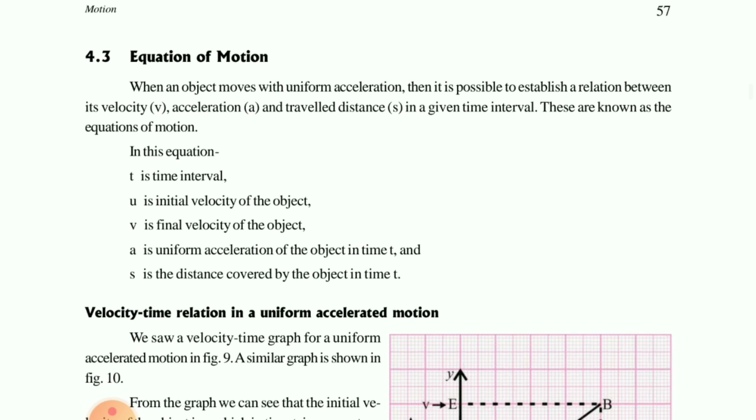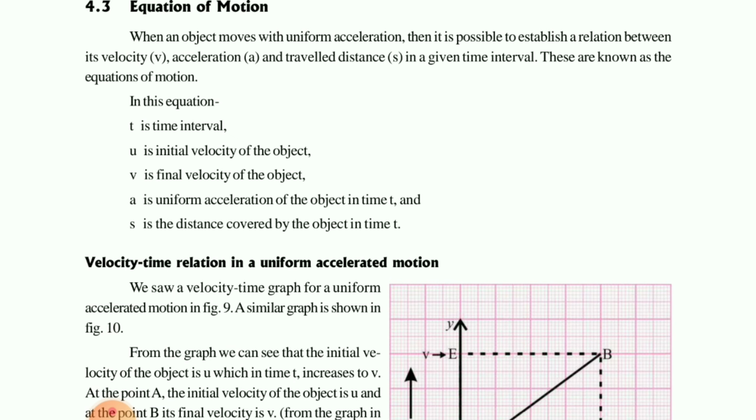Then children, another important topic is equation of motion. What is equation of motion? 3 types of equation have been established for the motion. And in this children, we will try to establish a relation between velocity, acceleration and distance within the time interval. Some terminology has been included. The first one, time t, that will be known as your time interval.